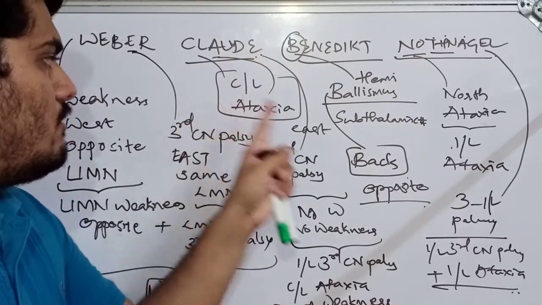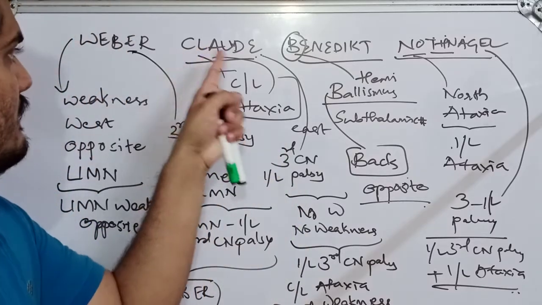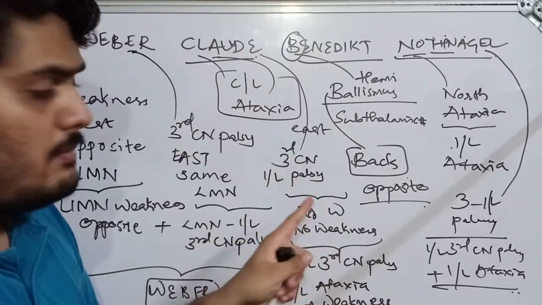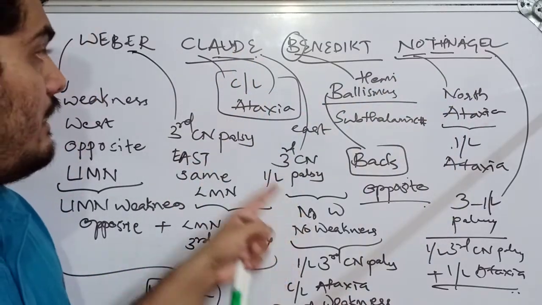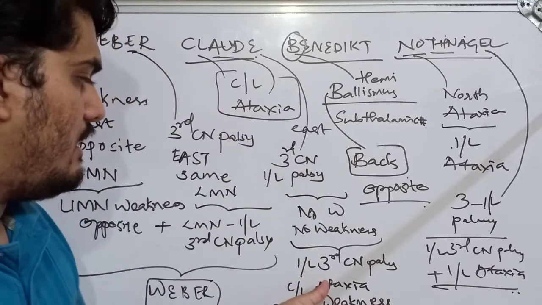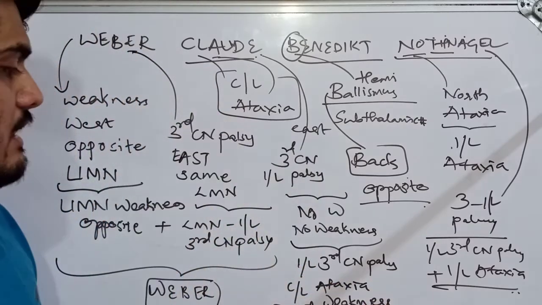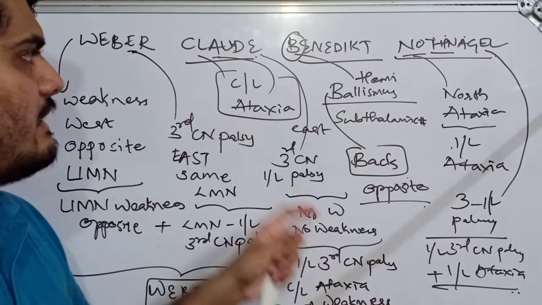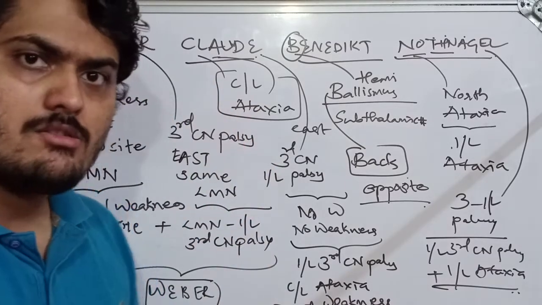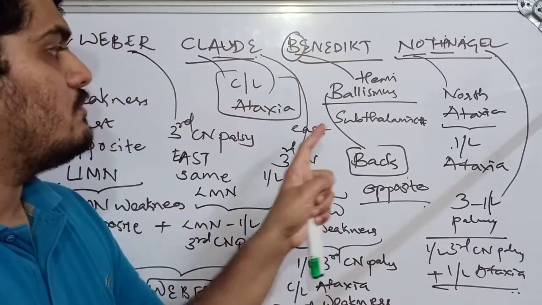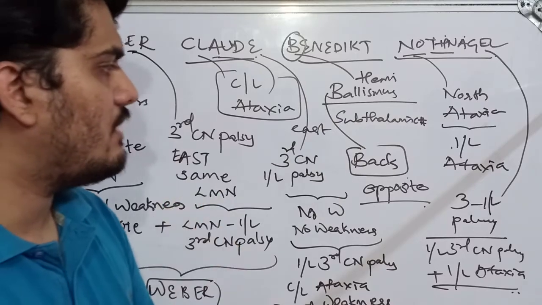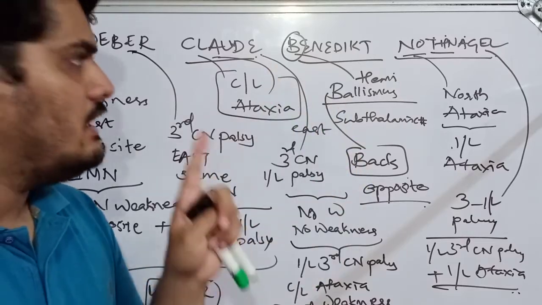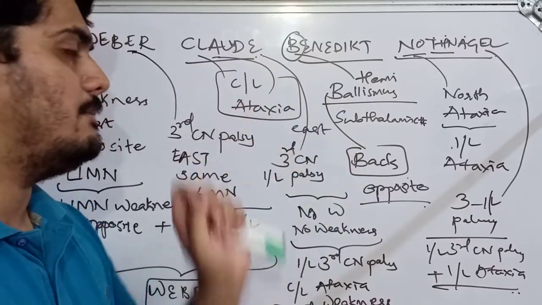Coming to Claude syndrome, it is contralateral ataxia. There is CL, contralateral. A for ataxia. Again the same logic with respect to E: third cranial nerve palsy, east, ipsilateral, and there is no W here, so there is no weakness. So ipsilateral third cranial nerve palsy along with contralateral ataxia without weakness suggests Claude syndrome. Coming to Benedict, just remember the word B. B for ballismus, that is hemiballismus. The subthalamic nucleus is the site of the lesion. B for back, so it is opposite side hemiballismus. If it is given, then most of the time the answer becomes Benedict syndrome.